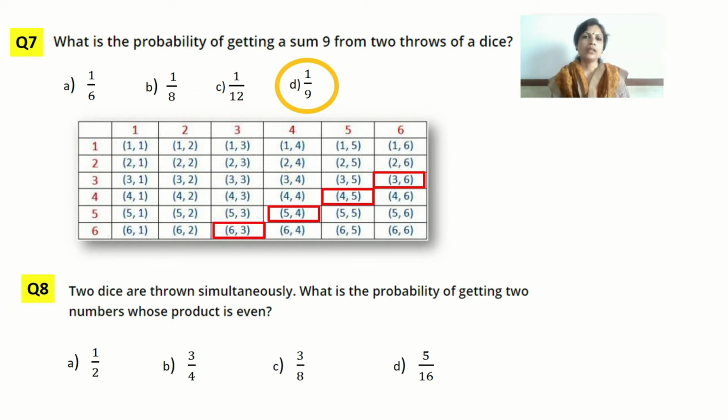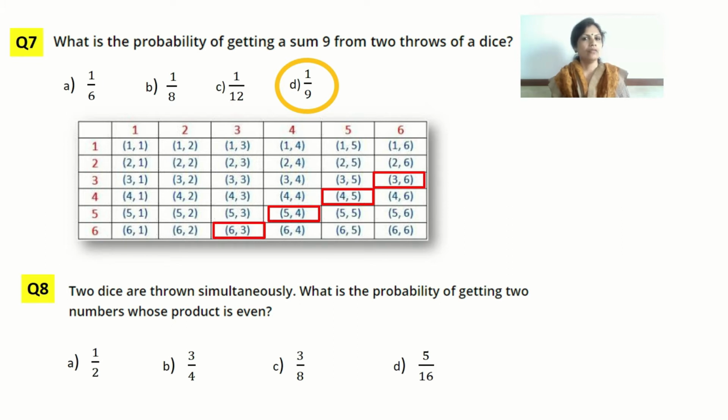Alright, so one thing you should be very clear about here: the total number of outcomes when you throw a die, or 2 dice thrown together, or 2 coins thrown together, or 3 coins thrown together, you should know that. Next sum, 2 dice are thrown simultaneously. What is the probability of getting 2 numbers whose product is even? So again simple, but you should be very vigilant when you count what is asked of you.